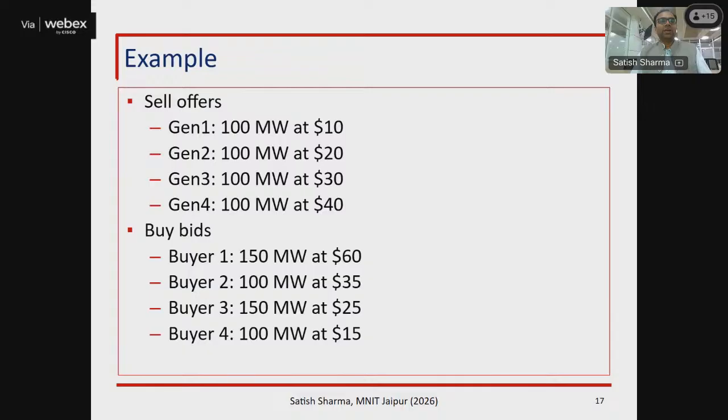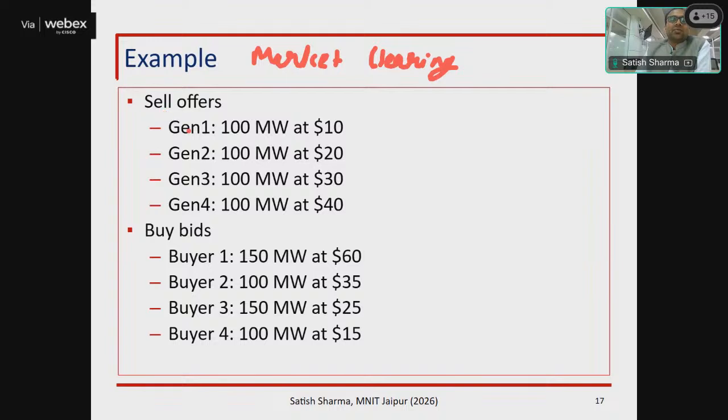We had one example here. This example is an economic load dispatch. In economic load dispatch, we have a fixed demand and certain generators which have certain cost functions. This example is a kind of economic load dispatch, and generally we call it market clearing. So this example is a market clearing example.